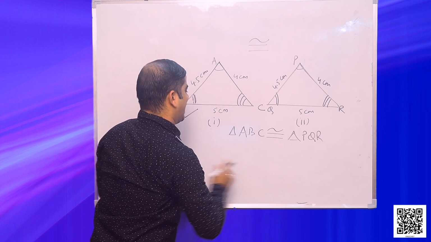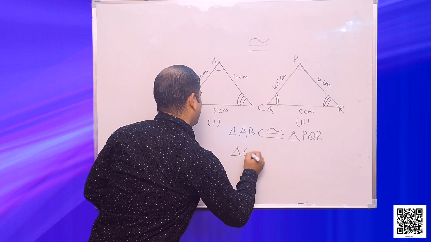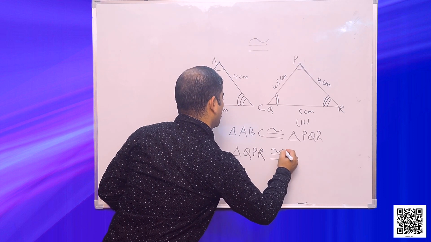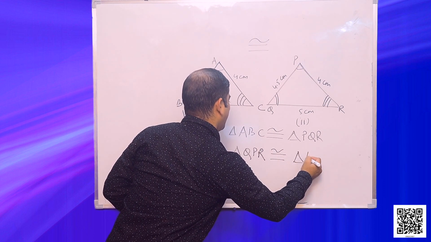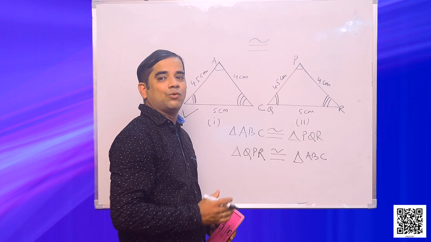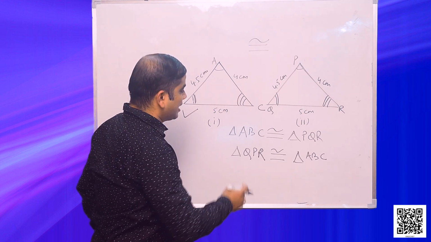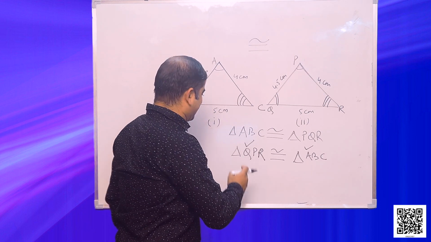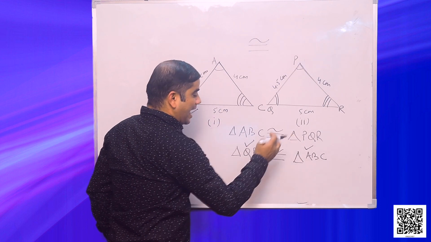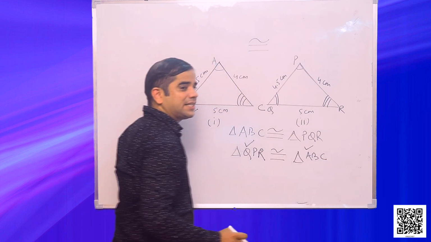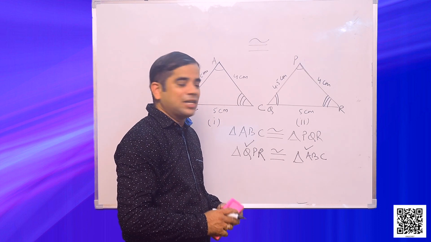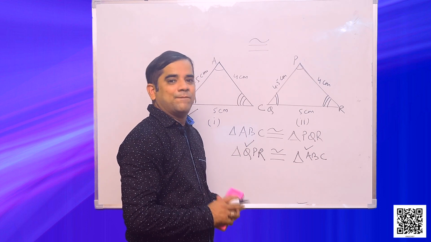That means if I write triangle QPR is congruent to triangle ABC, then this is not the right way to represent congruency, because now according to this representation, Q is corresponding to A, P is corresponding to B and R is corresponding to C, which is absolutely wrong. So we have to maintain the sequence to represent the congruency perfectly.